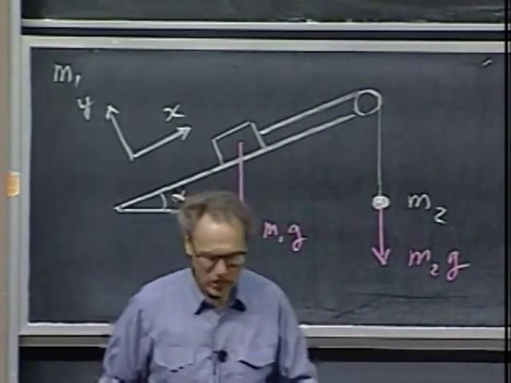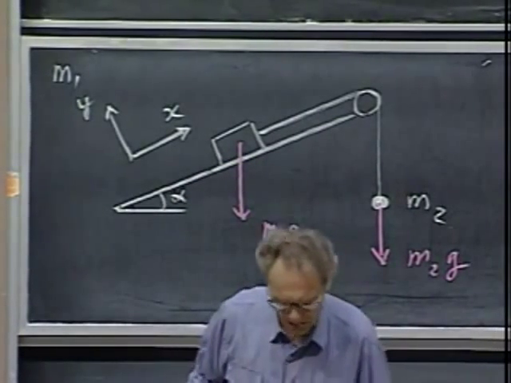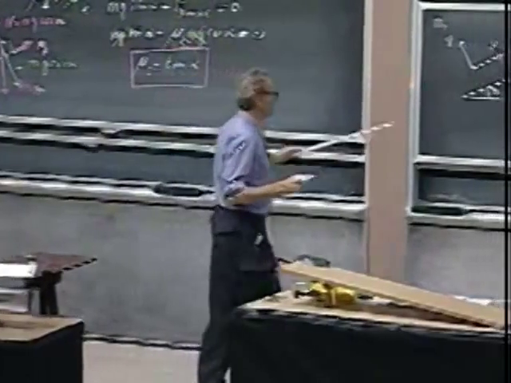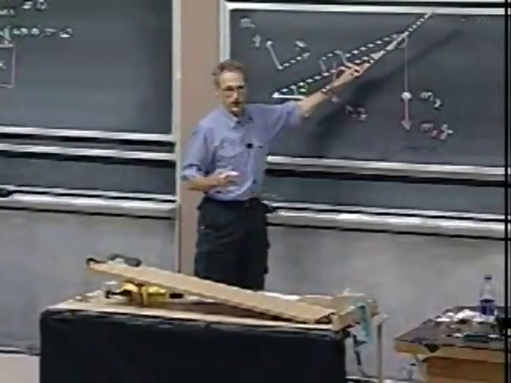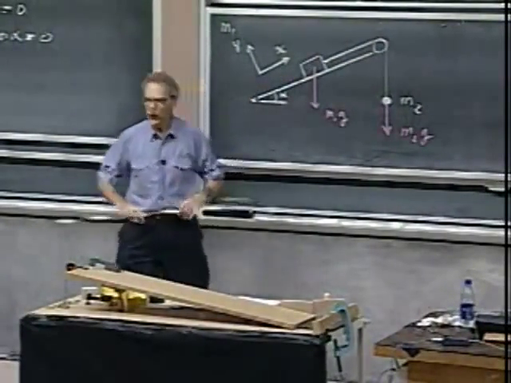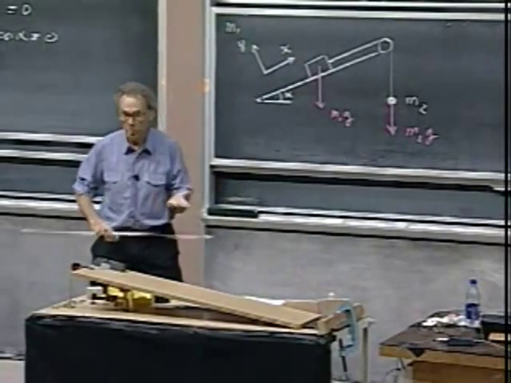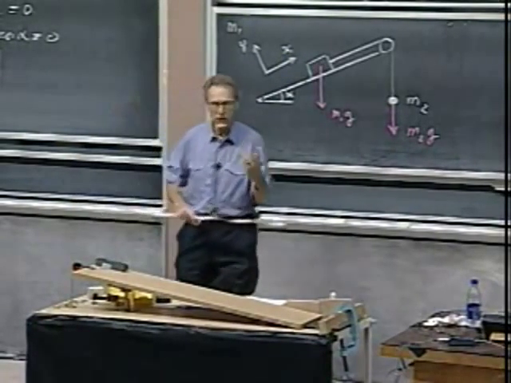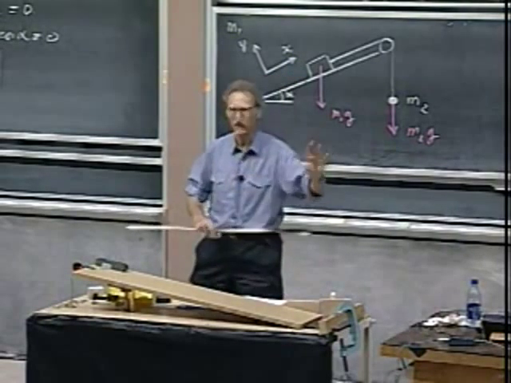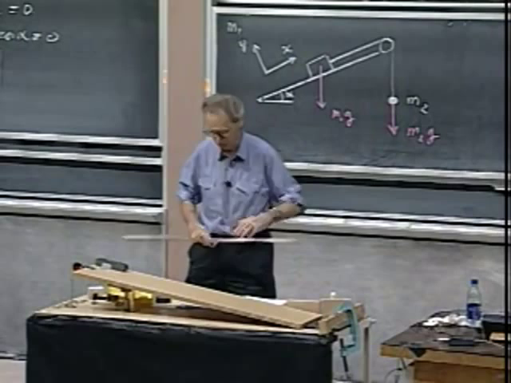And now comes a major problem. The biggest problem is that you do not know in advance whether this system will start to accelerate in this direction, or whether it will start to accelerate in this direction, or whether it will not accelerate at all. It's quite possible. And all these 3 cases, as you will see, have to be dealt with independently. You cannot do it with one equation, as you will see.